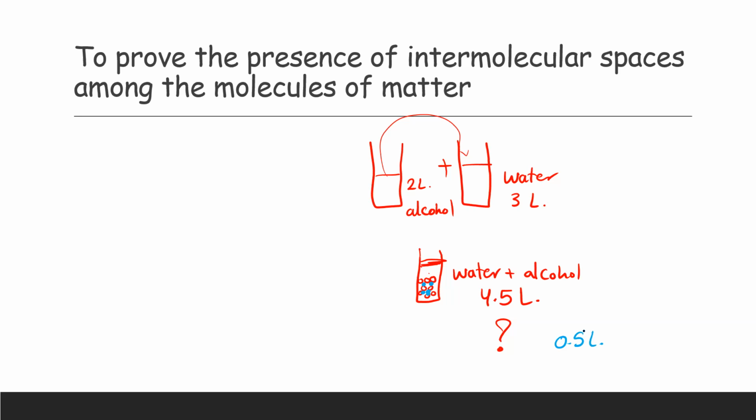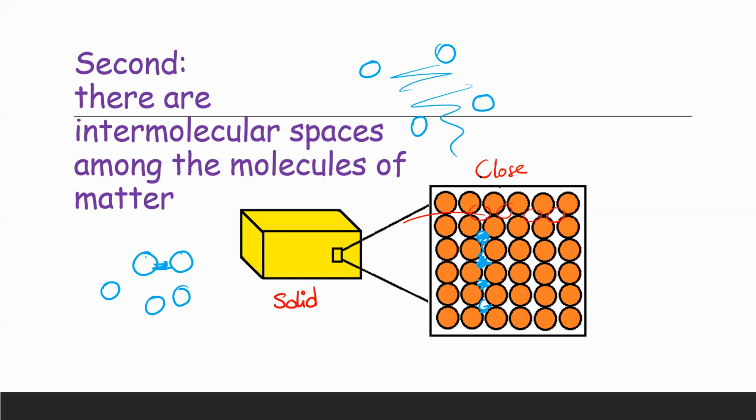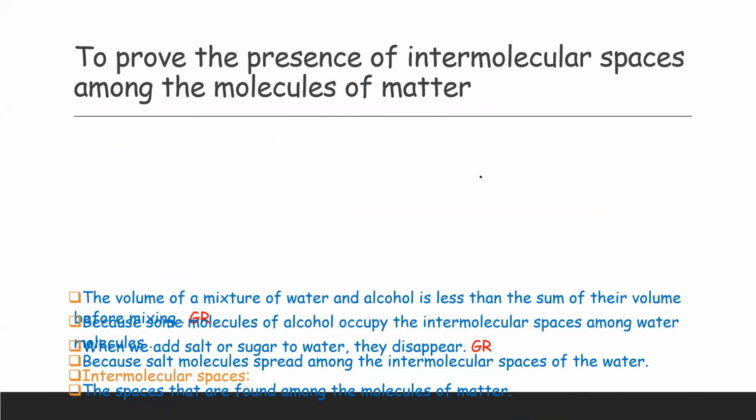Okay, so this is the proof of the presence of intermolecular spaces among the molecules of matter, like we saw in this picture. Here, these blue parts are the intermolecular spaces. This is solid. How about liquid? The particles are not very close like in solid. We have more spaces between them in liquid. How about gas? The molecules are very far away from each other, so we have very big intermolecular spaces. Okay, so the second property of molecules is that they have spaces in between them.